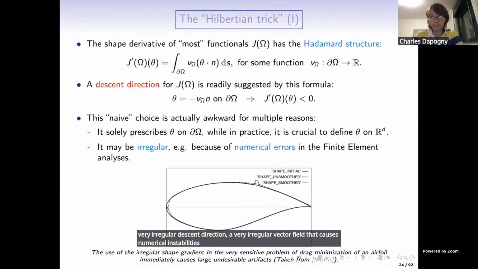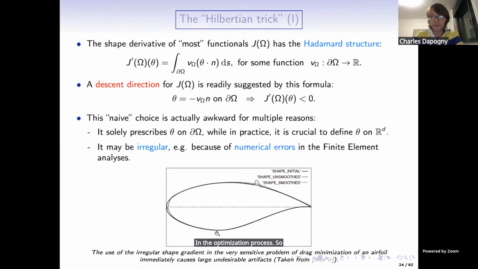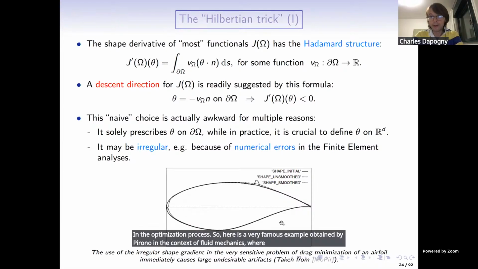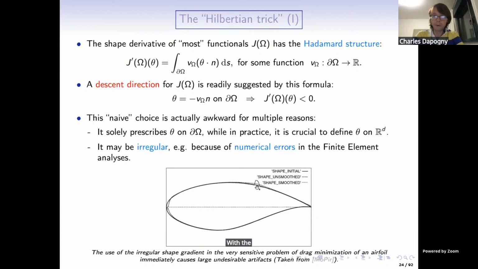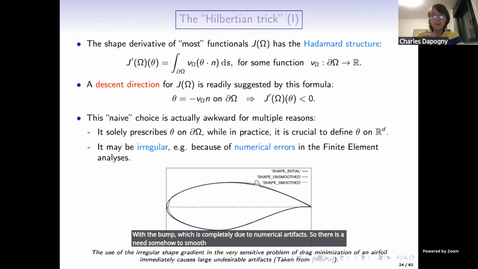So here is a very famous example obtained by Pironneau in the context of fluid mechanics, where he was optimizing the profile of the wing of an aircraft, and within one iteration, just because of numerical errors, the shape gradient was so polluted by numerical artifacts that this produced this very silly shape here with the bump, which is completely due to numerical artifacts. So there is a need somehow to smooth this shape gradient, at least to get rid of numerical artifacts.